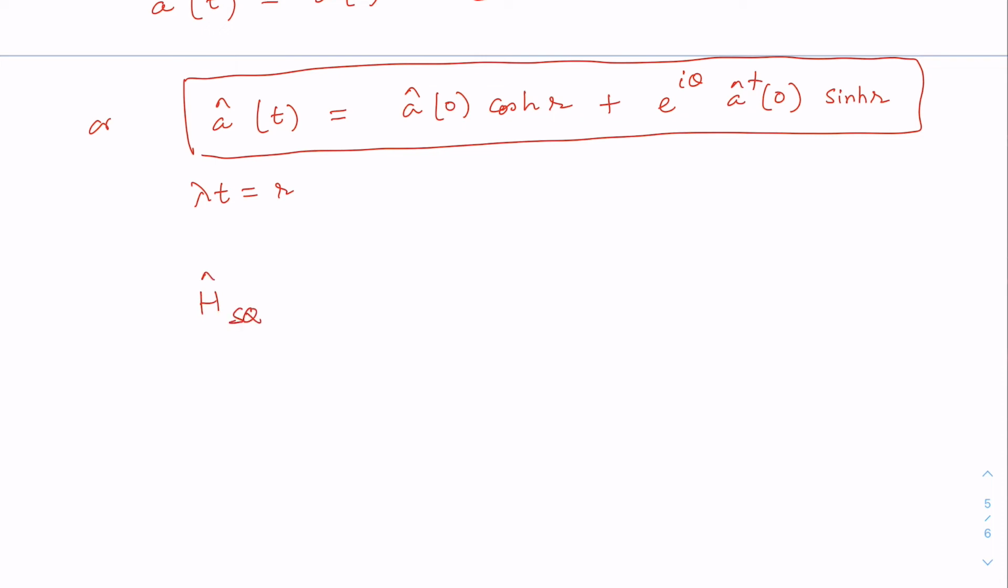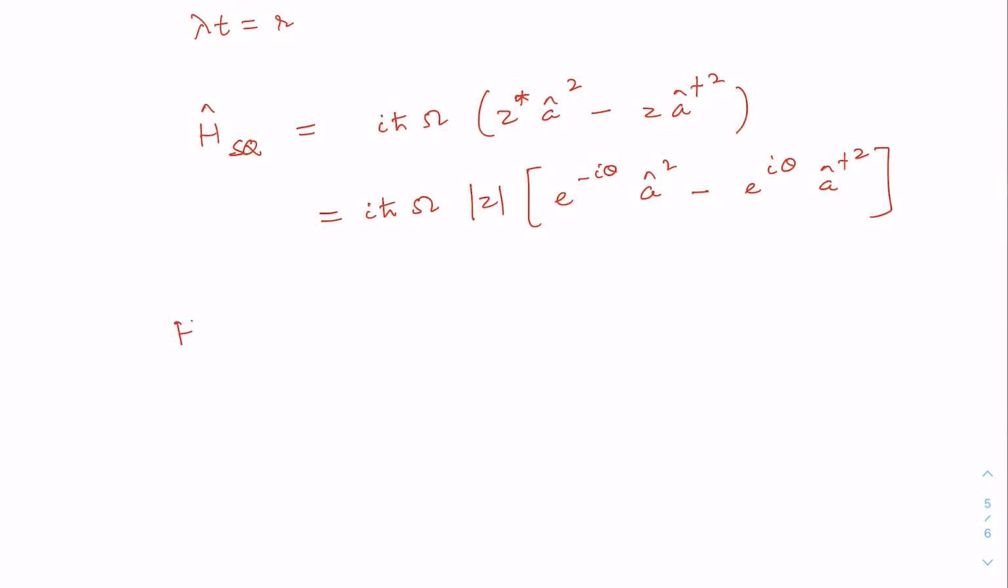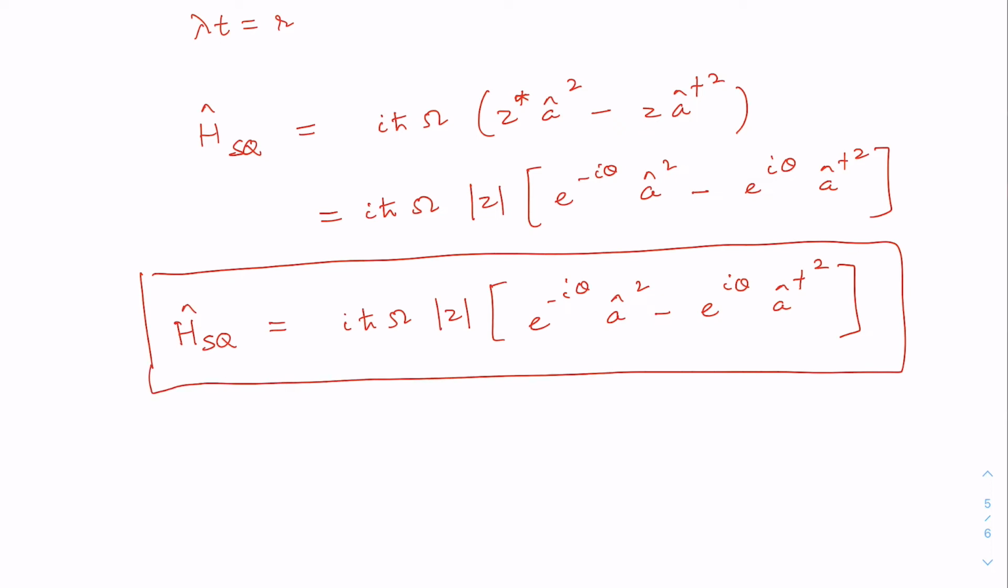So the squeezing Hamiltonian, we can write it as i s cross omega z star a square. That was our guess, and by this guess we got the correct expression. So I can now write it as i h cross omega mod z e to the power minus i theta a square minus e to the power i theta a dagger square, or I can finally write it as the squeezing Hamiltonian is i h cross omega mod z e to the power minus i theta a square minus e to the power i theta a dagger square. Okay, let me box it. So this is what I got.